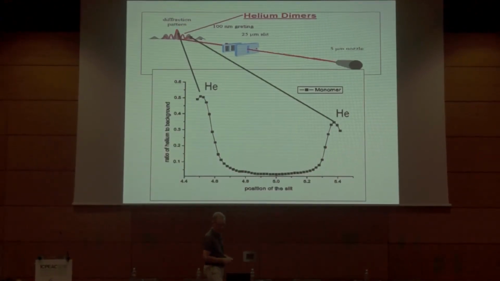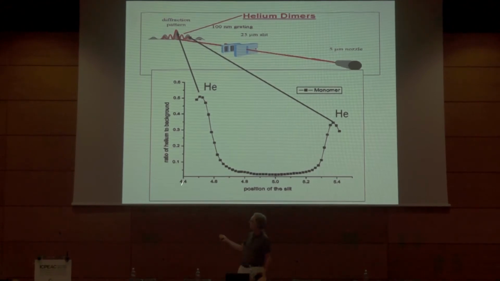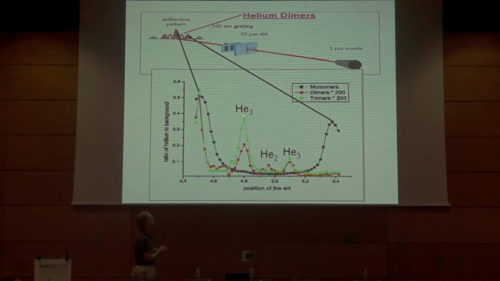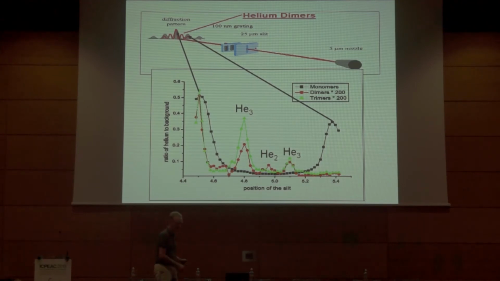And here's that this really works. That's scanning the laser, basically. And you see the helium monomers. You see a space where you have the trimers, and the second maximum of the trimers, and the helium dimers. And now we can look at the wave function of these species individually.